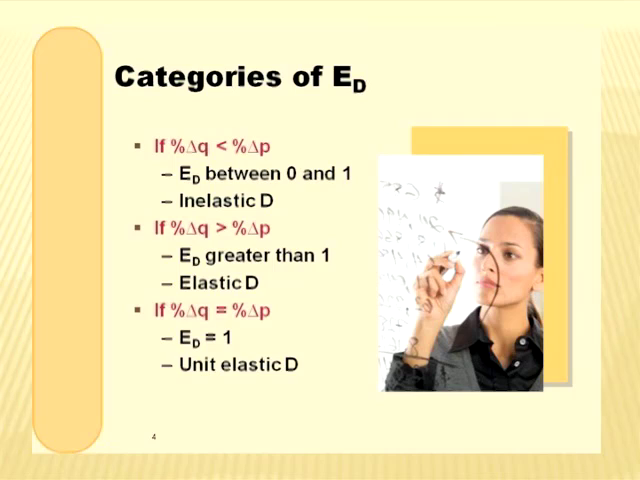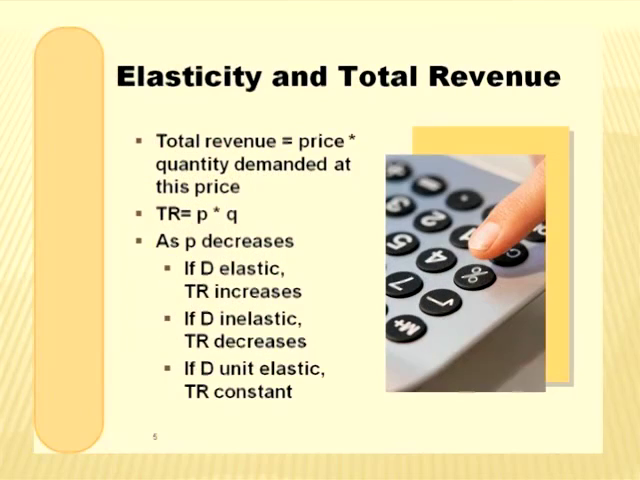That is, we change price by a percentage and they change their quantity by an exact matching percentage. In that case, the elasticity of demand will be equal to 1, and it's said to be unit elastic.